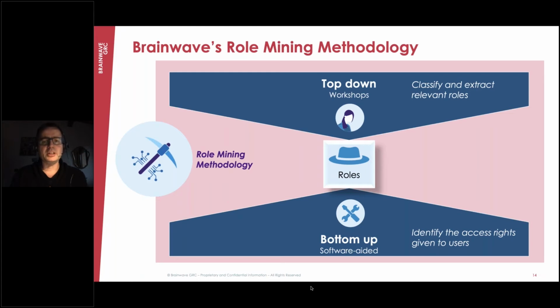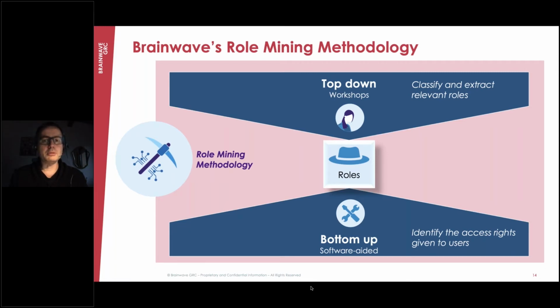The top-down approach is basically having workshops with all your stakeholders, and especially the business people, who can explain what each individual needs in terms of authorizations in order to do his or her job, classify and extract the relevant roles based on clusters that are found by the bottom-up approach, which is software-aided components, which will, by way of algorithm, identify the access rights that are given to users and build clusters of relevant grouped authorizations.